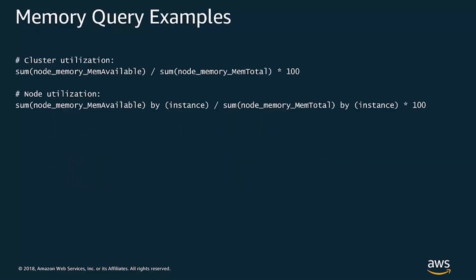A couple of query examples for memory. We have the cluster utilization. So it's, again, just memory available over the total memory. And then below that, we have an example of node utilization.